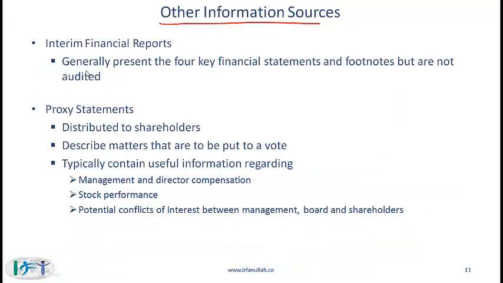Other sources of information include interim financial reports and proxy statements. Generally, companies present interim reports every quarter, and these contain the 4 key financial statements along with footnotes. Interim financial reports are generally not audited. Proxy statements are distributed to shareholders and describe matters that are to be put to a vote. An example would be voting for a new director.